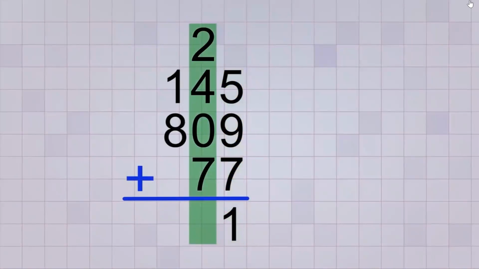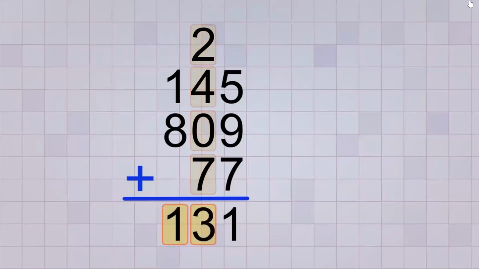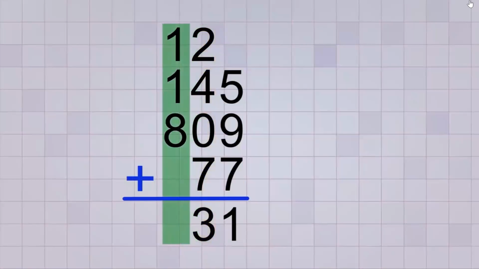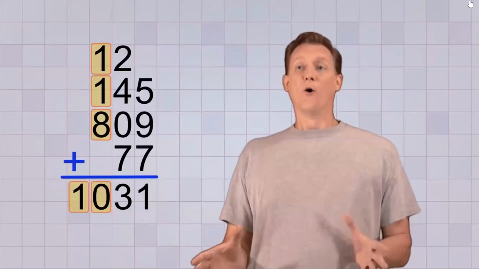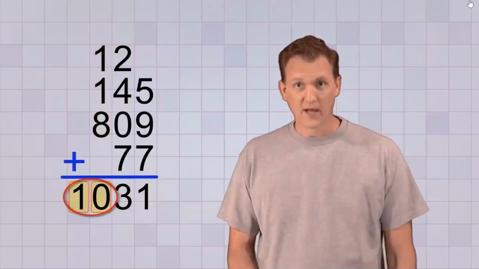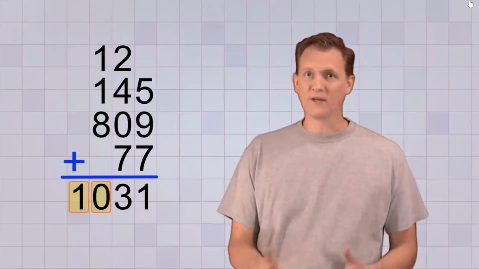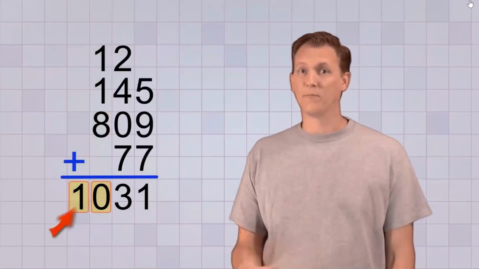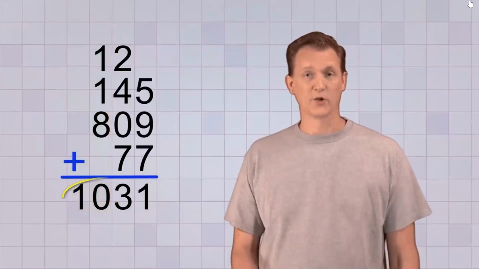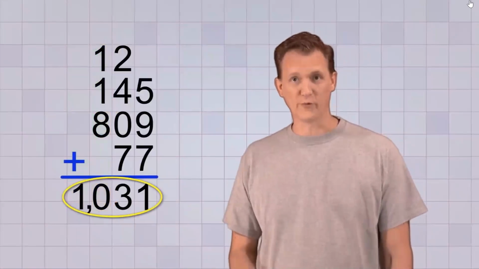Now we add the next column, and there are 4 digits to add. 2 plus 4 plus 0 plus 7 equals 13. Yep, that's another two-digit answer, so we carry the 1 and leave the 3 in the tens place. Last, we add the hundreds place column. 1 plus 1 plus 8 equals 10. Wow, another two-digit number. But this time, we don't need to carry because there's no more columns left to add. So we won't be getting in the way of any answers by leaving both the digits in the answer like this. So our answer is 1031.